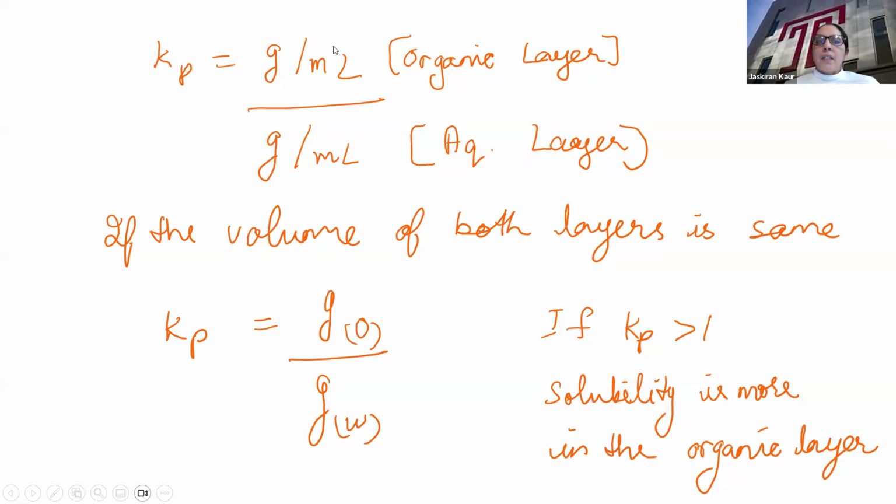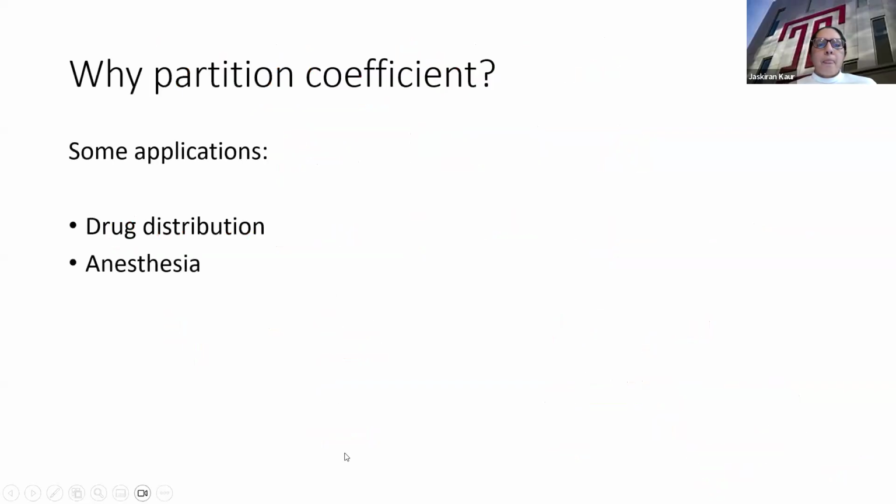And as long as the volumes are the same, they cancel out. So the partition coefficient at the end is the mass of the substance, which is 9-fluorenone, in the organic layer divided by the mass in the aqueous layer. So if Kp is greater than 1, it means this compound has a higher solubility in the organic layer versus the aqueous layer. The organic layer in this particular experiment is the diethyl ether, and the aqueous is the water.